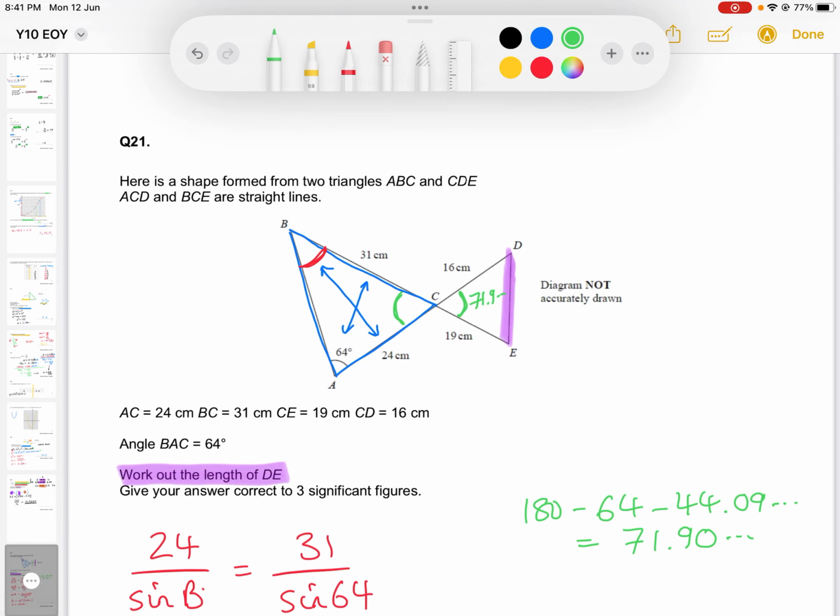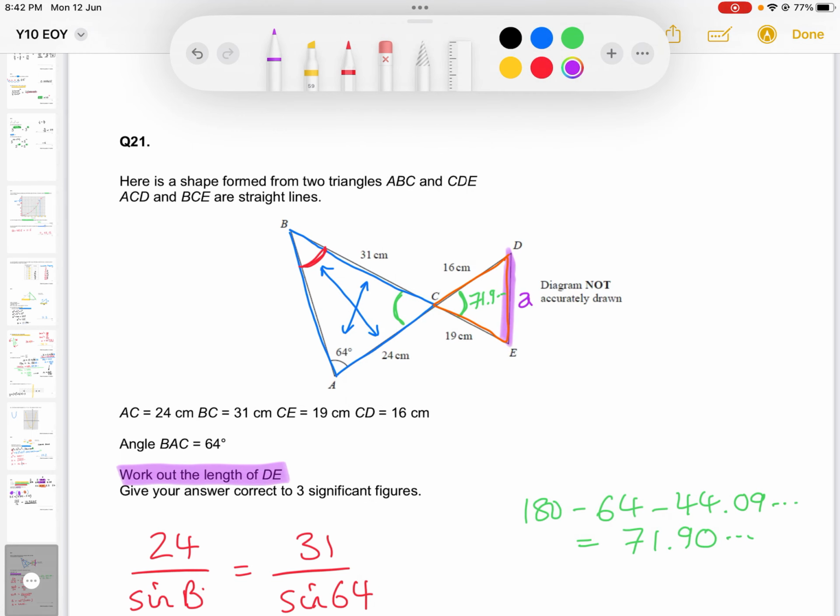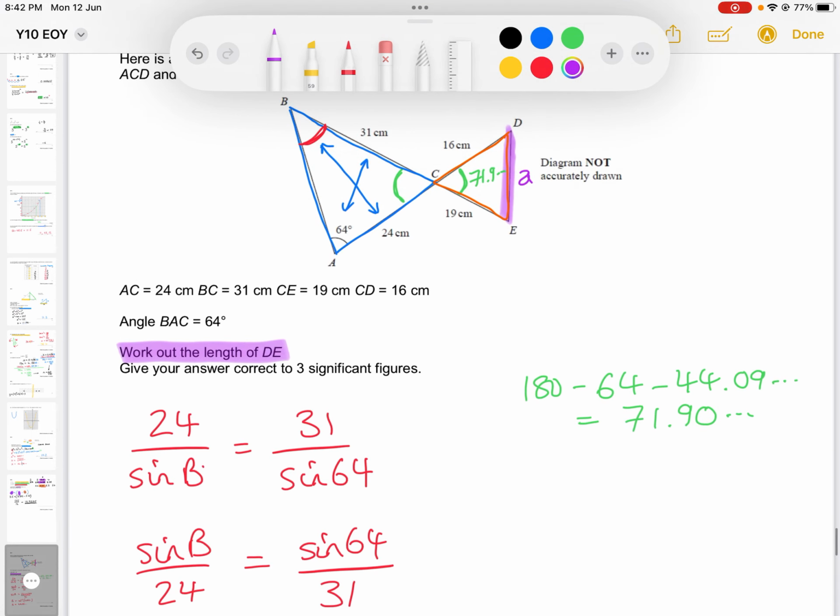We are then going to use this triangle here and the cosine rule to find the length of that purple side, which I'm going to call A, because in the cosine rule we're looking for A. So we have A squared equals 16 squared plus 19 squared minus 2 times 16 times 19 times cos of that 71.90. Again, I'm going to use the ANS button when I type all of this into my calculator in one go.